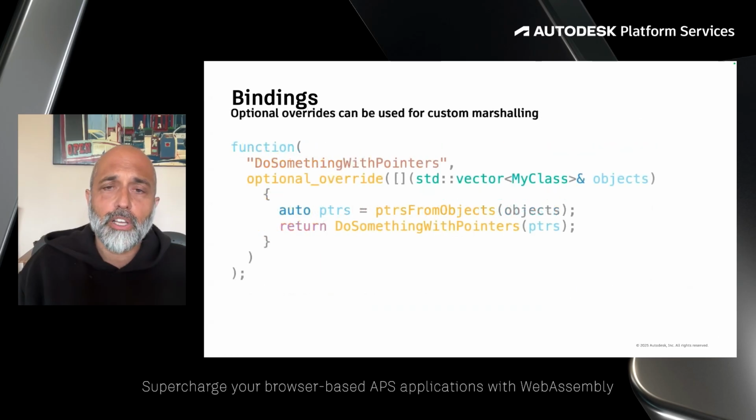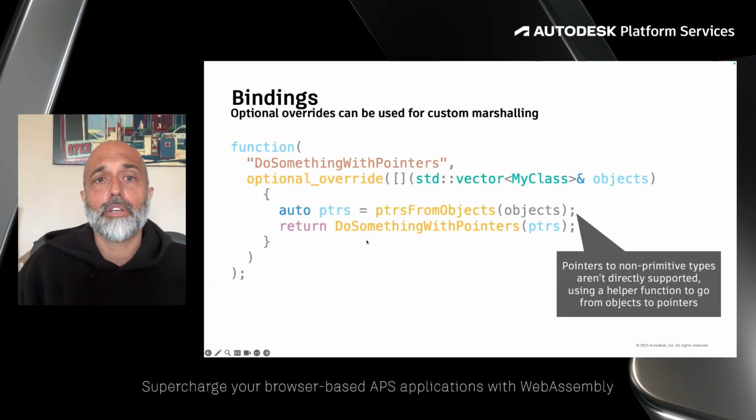Now, the next 2 slides are really just talking about things that are slightly more advanced. You often might want to use custom marshalling of some way, and with the optional override class, you can do that. So this allows you to have your own piece of code that is effectively executed in the C++ code. So here we have a function which is called do something with pointers. Now, pointers are not supported inside Emscripten to anything but primitive types. So if you have larger, more complex objects, in this case, we've got a list of my class objects, we can't pass in a list or a vector of pointers to my class objects.